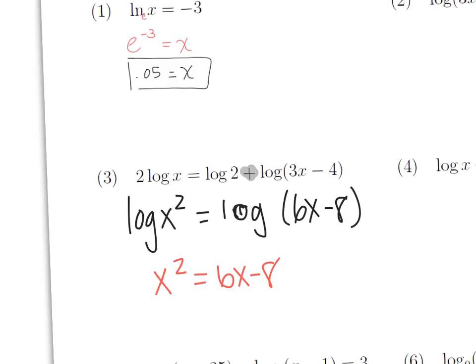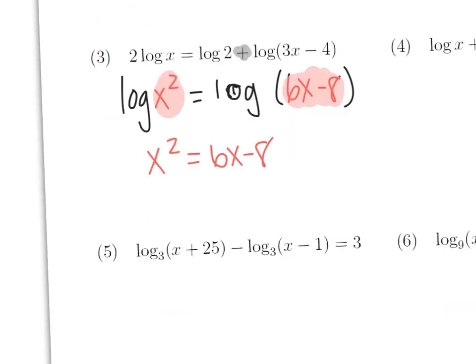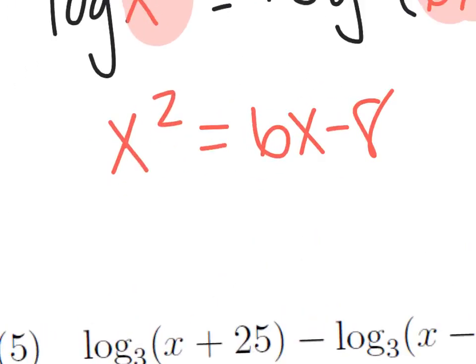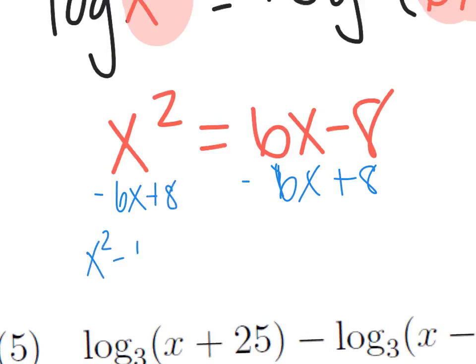When I have all logs in the problem, I don't need all the logs on one side. I need one log on one side and one log on the other, because once I have those logs there, I can drop the log part of it and just set those pieces equal to each other. Because if the log of x squared equals the log of 6x minus 8, that tells me that x squared has to equal 6x minus 8. What do I do with this? Subtract 6x. Plus 8. So I end up with x squared minus 6x plus 8 equals 0.